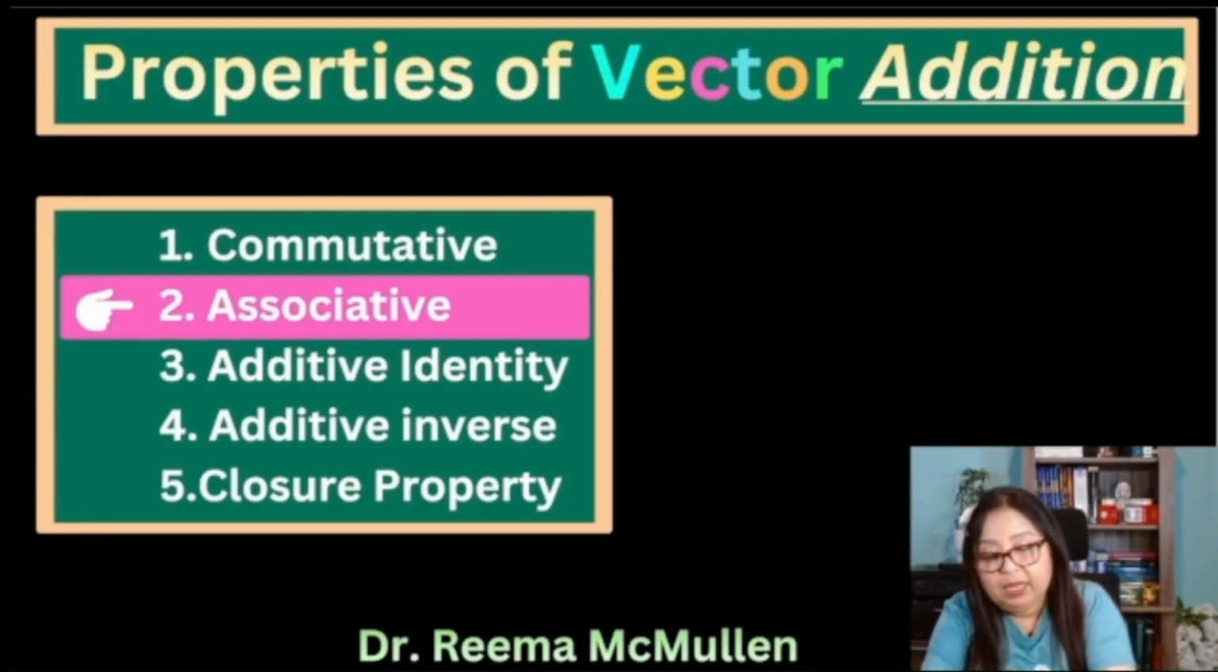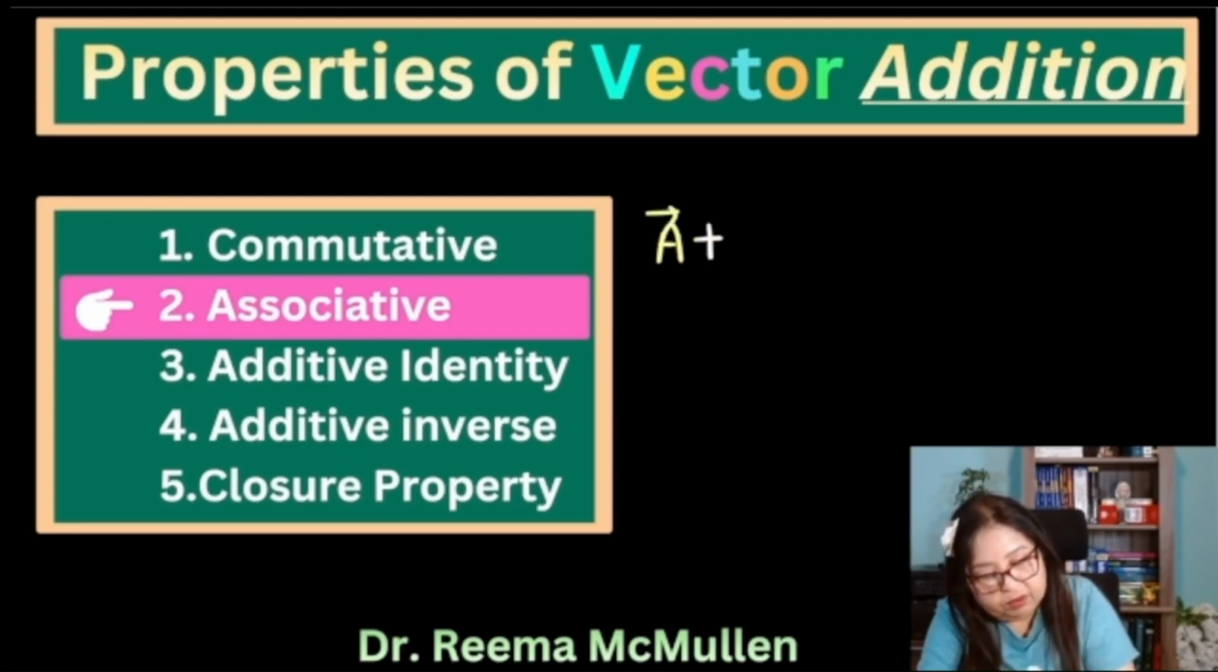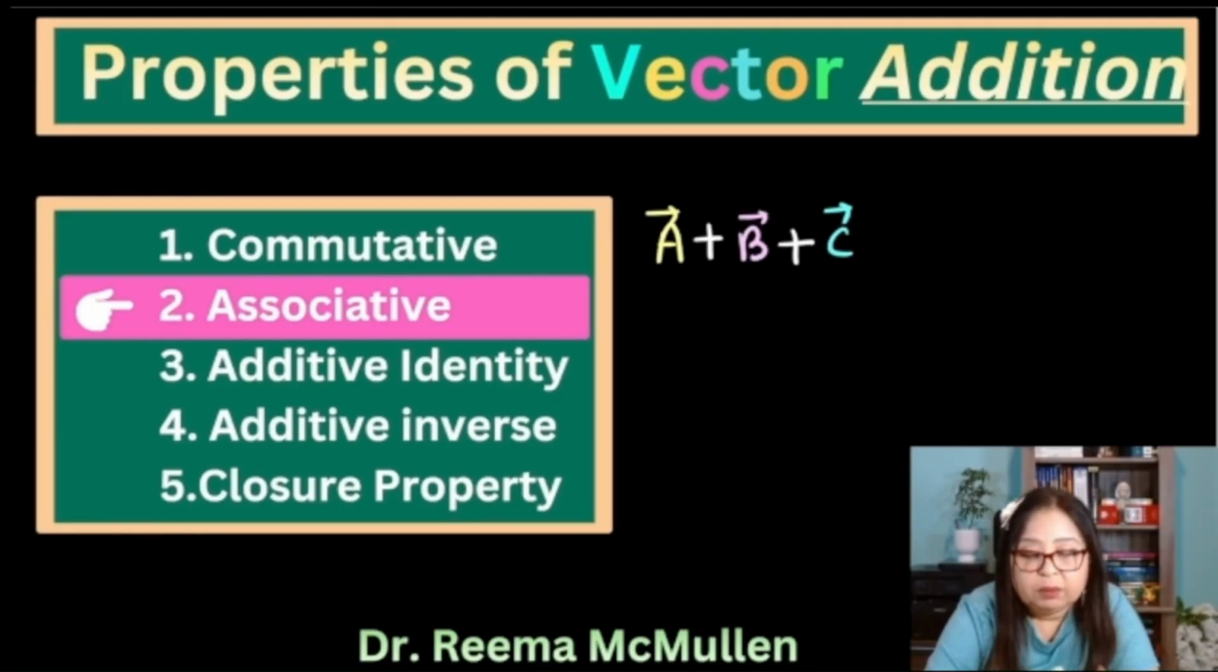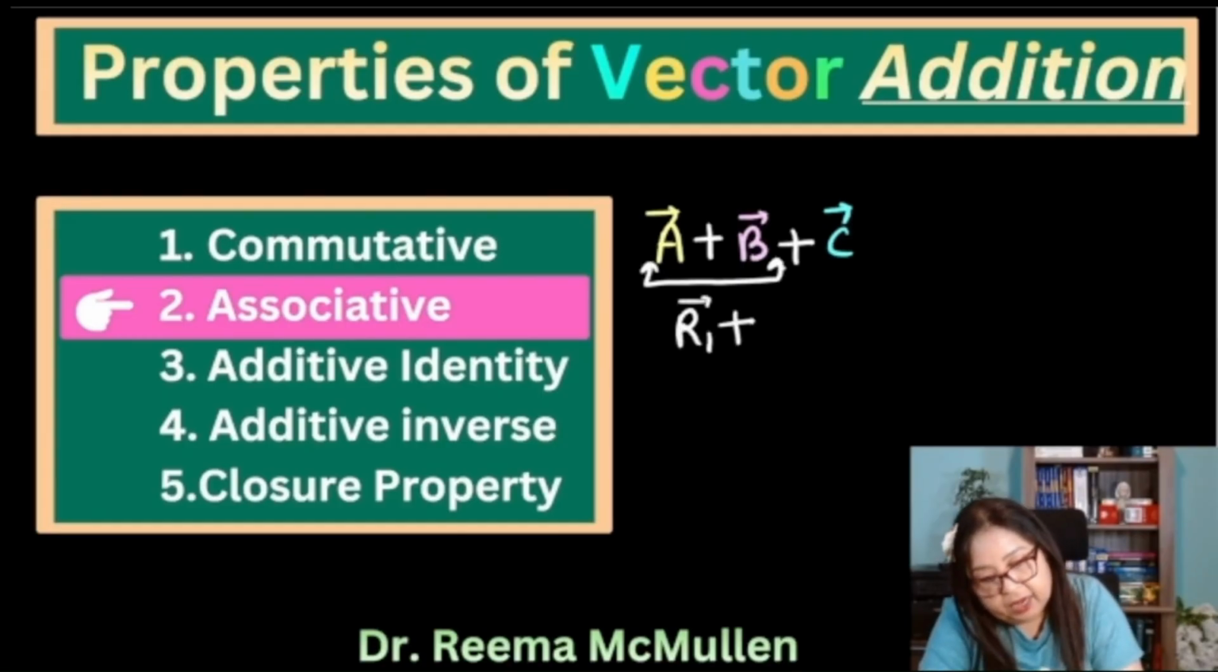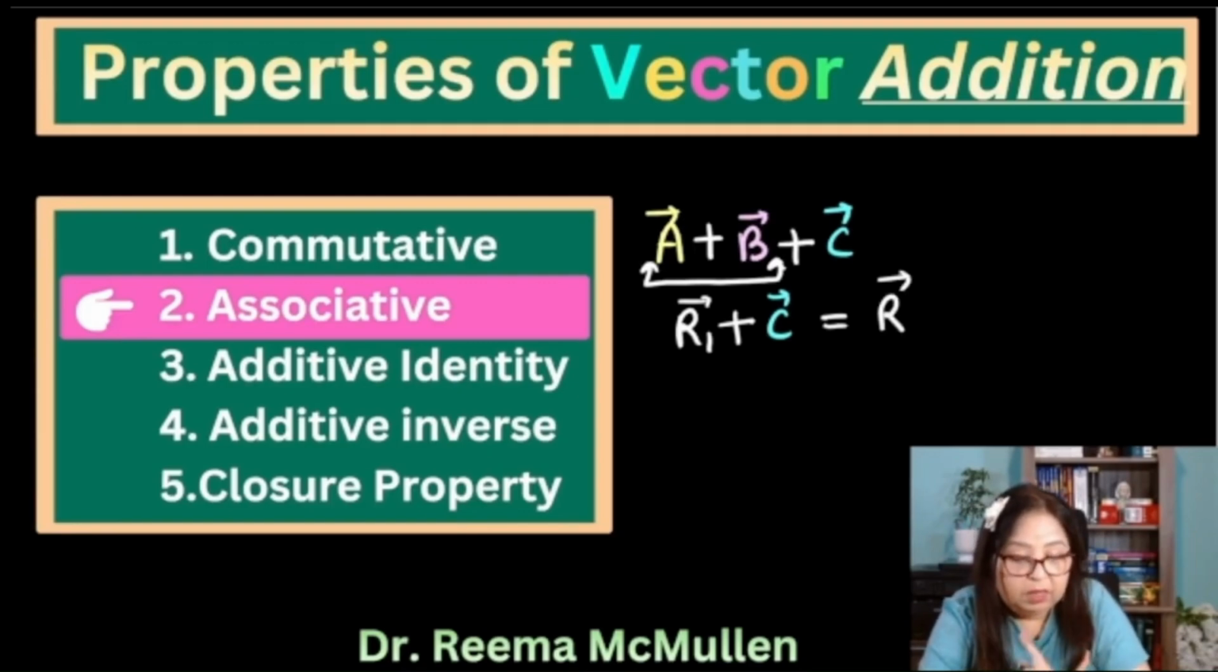What does that mean? That means this. If we have, let's say, vector A plus vector B plus vector C, or as many vectors as you want. Let's say you went ahead and added these two vectors first, vector A and B, and got the resultant R1. And then you added that to vector C. And you will get some resultant, let's call it R. Okay, that's our scenario number 1.